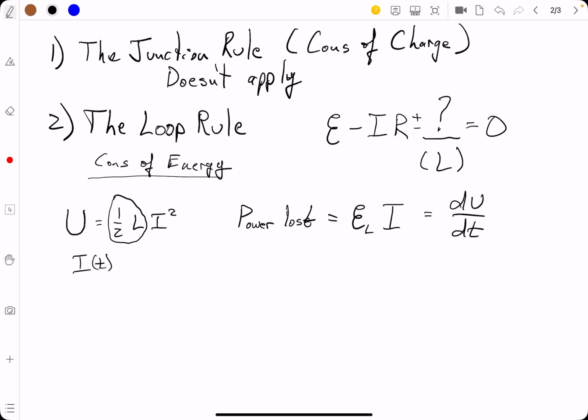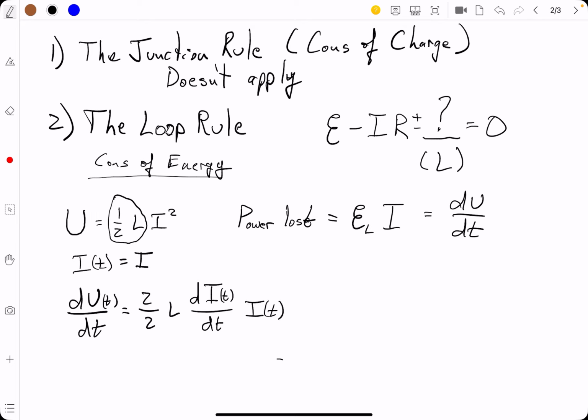So what is dU/dt? So that equals dU of t over dt. Well, let's figure that out. We're going to put a 2 out front. We're going to divide by 2. We still have the L, and we've got dI of t/dt times our I of t.